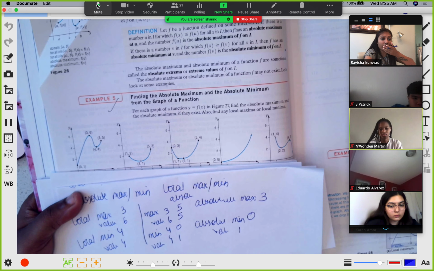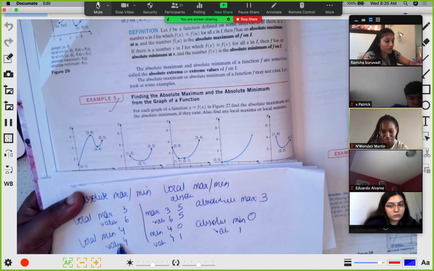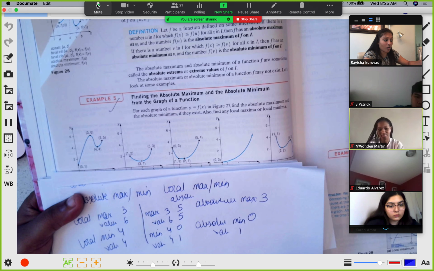Are you getting my point or no? So X is the max or minimum and Y is the value? Yes, Y is the value. Yes. Y is always a value and this point will always be my X.